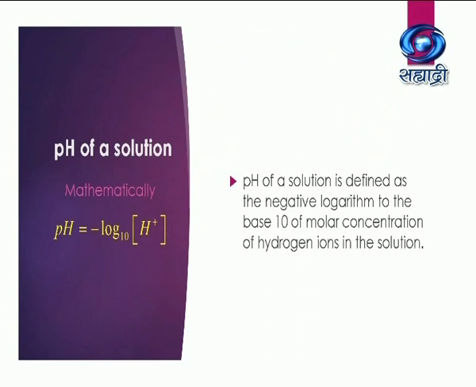Now let's consider one of the interesting terms, that is called the pH of a solution. So here is the mathematical relation given. pH is equal to minus log to the base 10 molar concentration of H plus ions. So pH of a solution is defined as the negative logarithm to the base 10 of molar concentration of hydrogen ions in the solution.